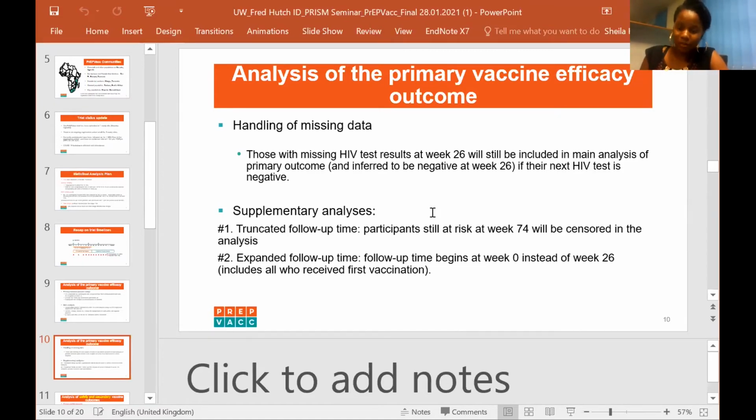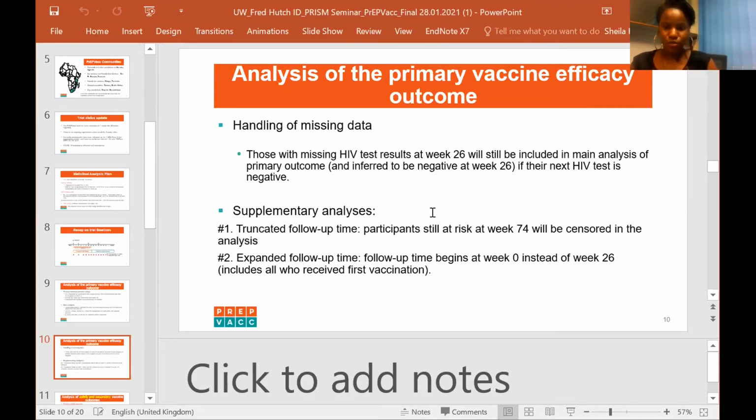There'll also be a supplementary analysis following up the participants strictly from week 26 up to week 74, to show what the vaccine efficacy is for a participant followed up for 1 year after vaccination.